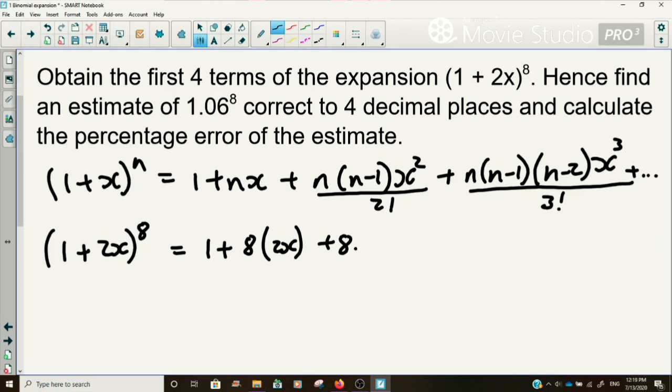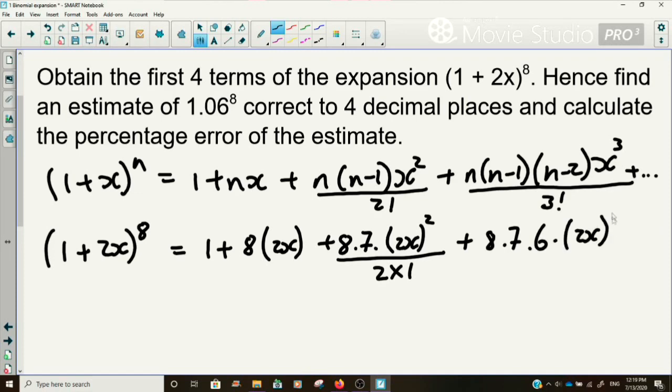Here we've got 8 times 7, which is n minus 1, times 2x squared, and of course with brackets around the 2x we need to square the 2 as well. And remember, 2 factorial is 2 times 1. And then the fourth term, we've got 8 times 7 times 6, which is our n minus 2, times 2x all cubed. That's over 3 factorial, which is 3 times 2 times 1.